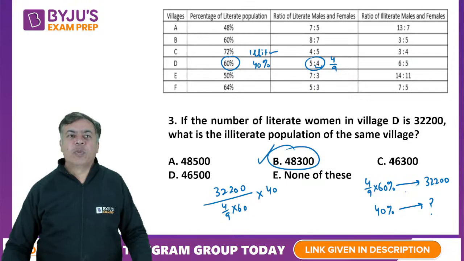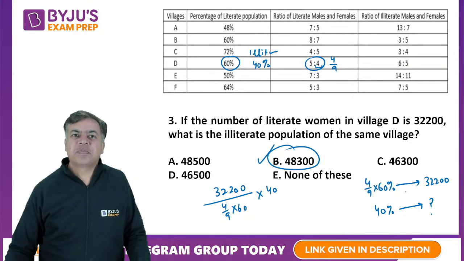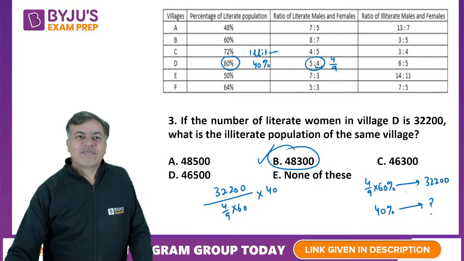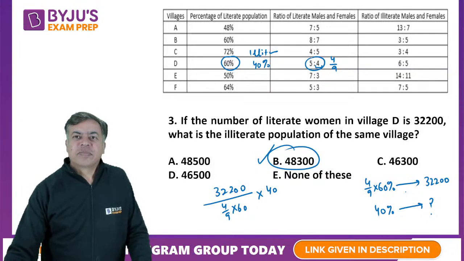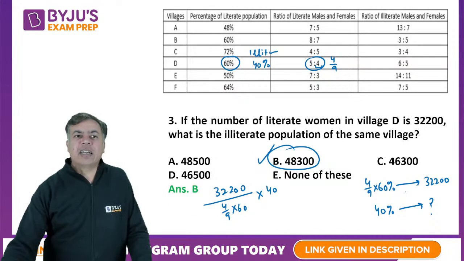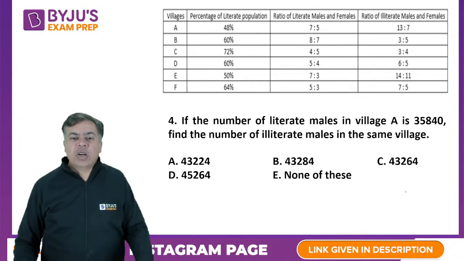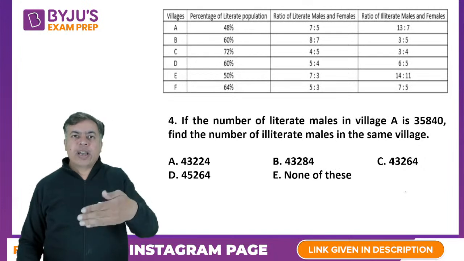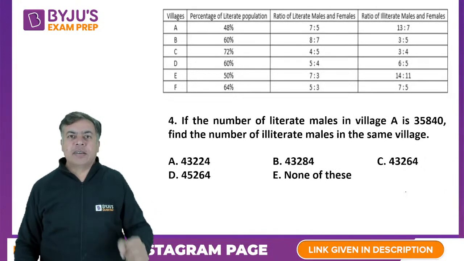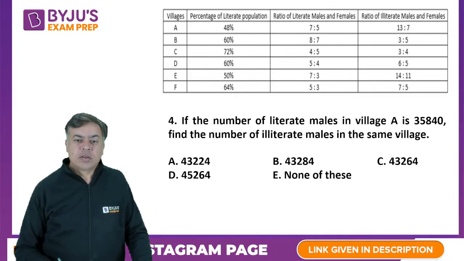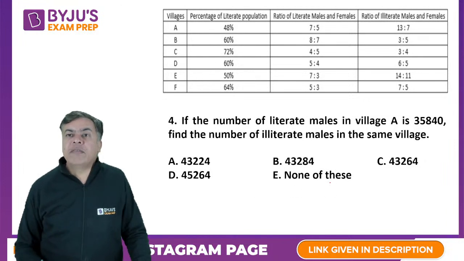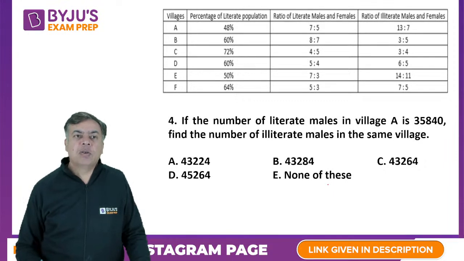Okay, so let me move to the next question then. Next one. B is the correct answer. Next one. Okay, try to move fast. Logically, go direct to the answer. Yes, Bhavna, that was correct. 48300 is the correct answer. Next one now.